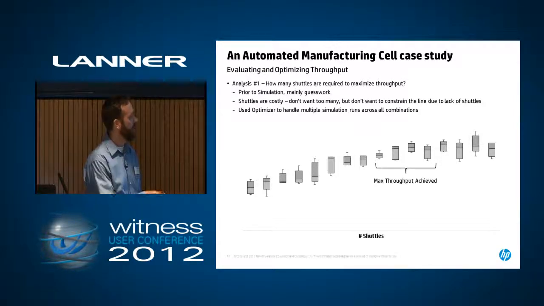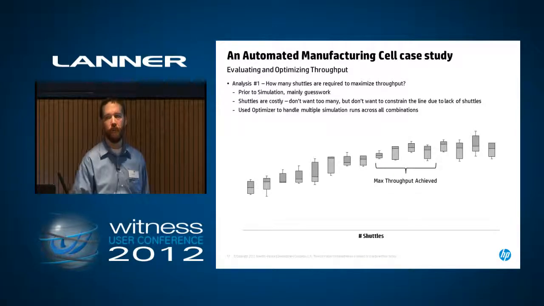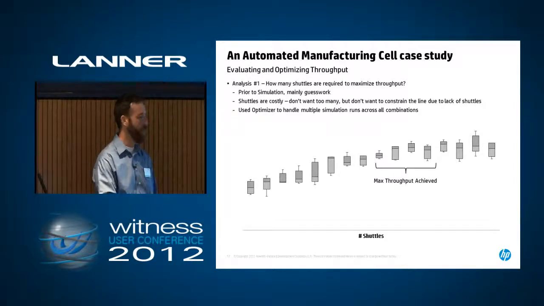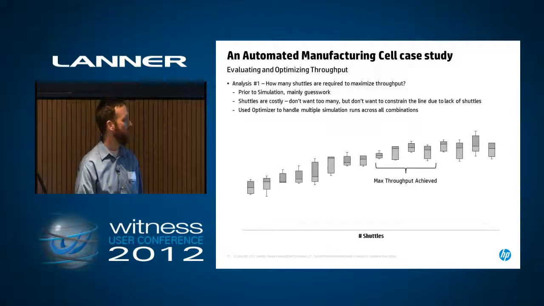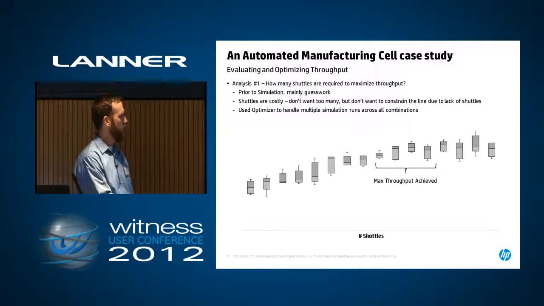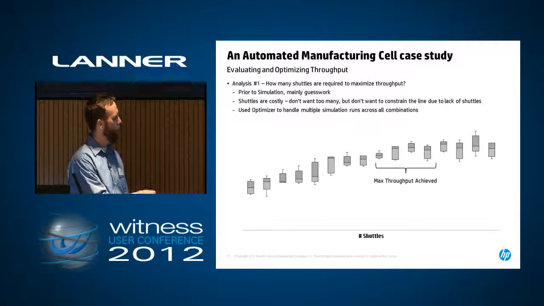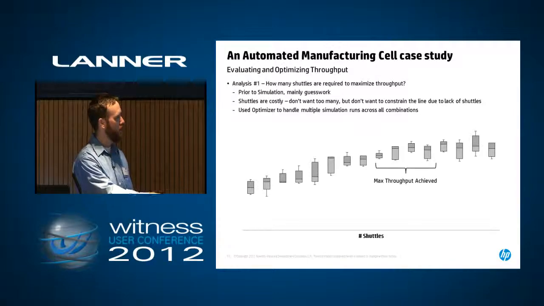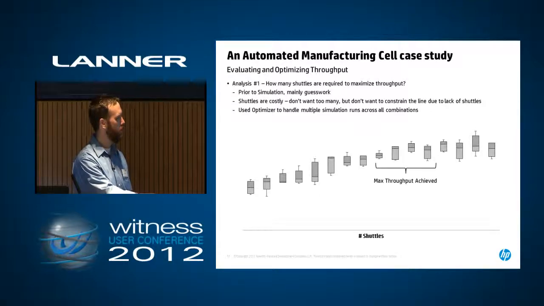What I did was use Optimizer as my experiment framework, and I ran multiple replications across a bunch of different numbers of shuttles in the model. This chart shows a box plot of the model run results. Throughput is on the y-axis, and these are the different numbers of shuttles. You can see that at some point, statistically, these are no different. So you hit your maximum throughput right in here somewhere.